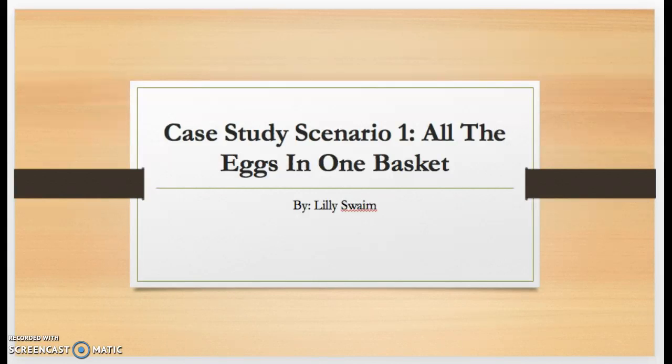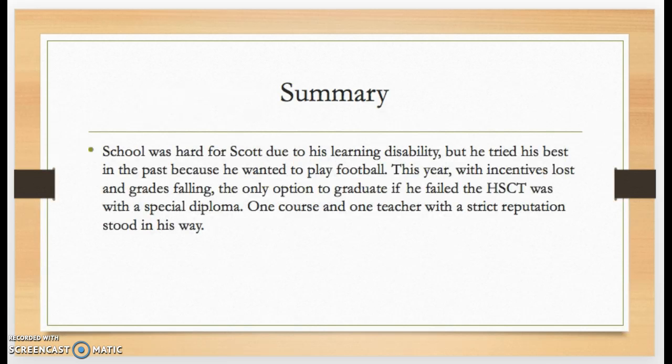This is case study scenario 1. The title of this is All the Eggs in One Basket. It is about a boy who was in school, and his name is Scott, and school was hard for him due to his learning disability, but he tried his best in the past because he wanted to play football.